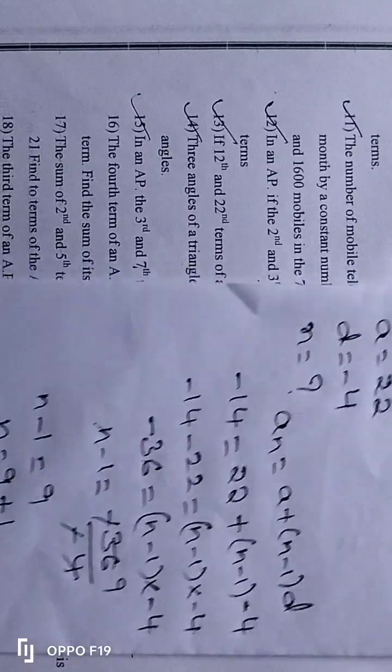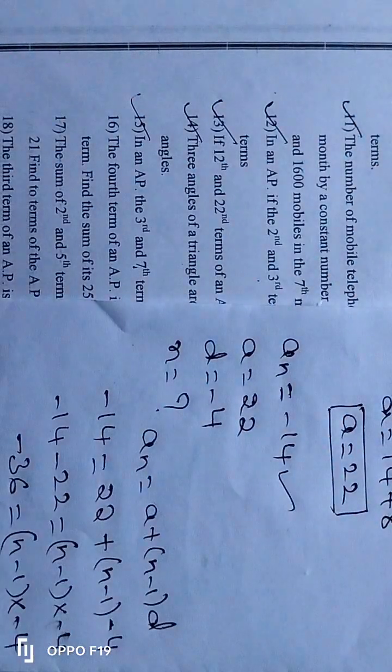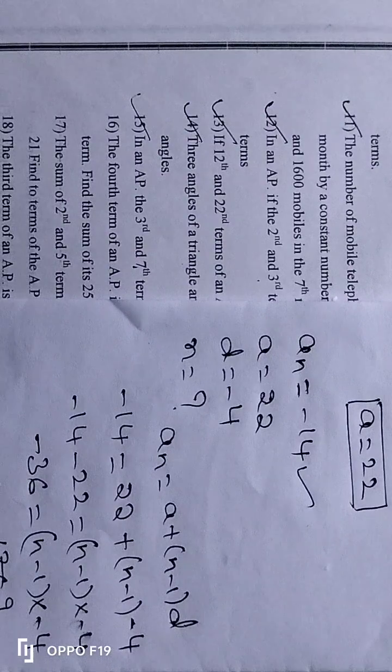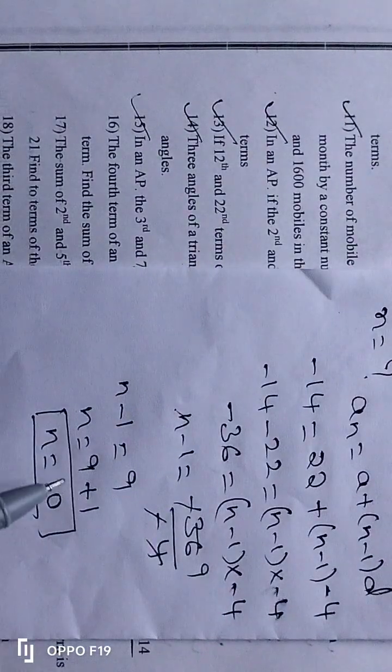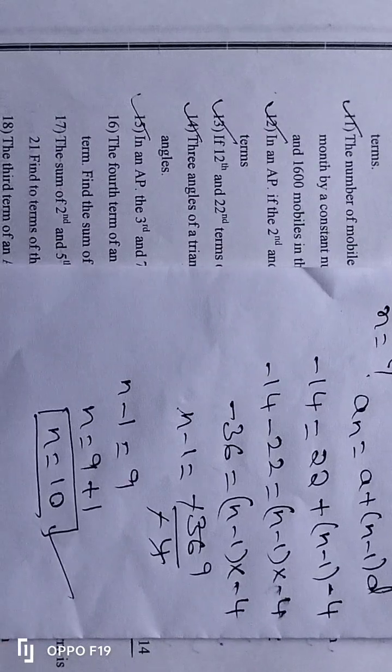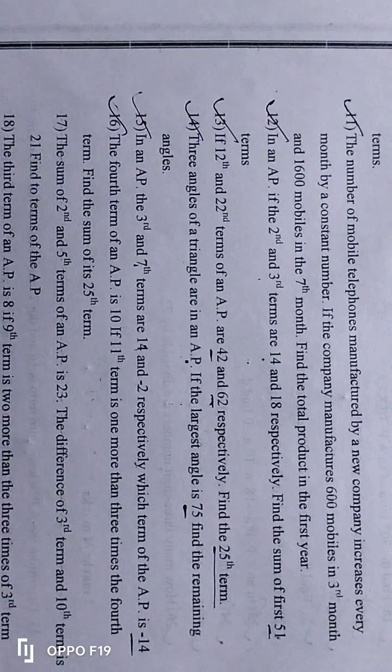Therefore, the 10th term of the AP is minus 14. So, which term of the AP is minus 14? The 10th term, because the value of n is 10. Therefore, the 10th term of the AP is minus 14. So, like this we have to solve the 15th question. Now, let us solve the 16th question. So now let us go for the 16th question.